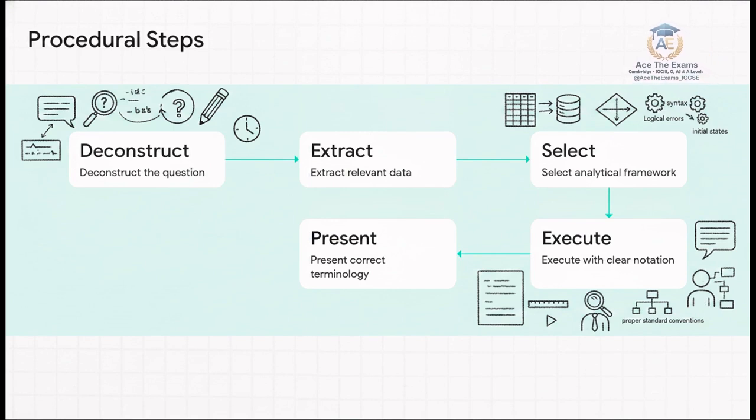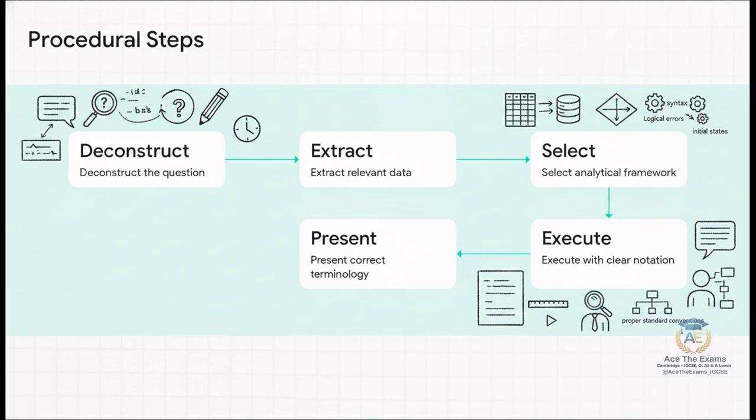When you are tackling examination questions on flowcharts, you need to follow this exact 5-step procedural framework to guarantee you hit the assessment objectives. Step 1. Deconstruct the question. What exactly is the scenario? Is it an automated payroll system, a temperature sensor array in a greenhouse? Circle the command word immediately.